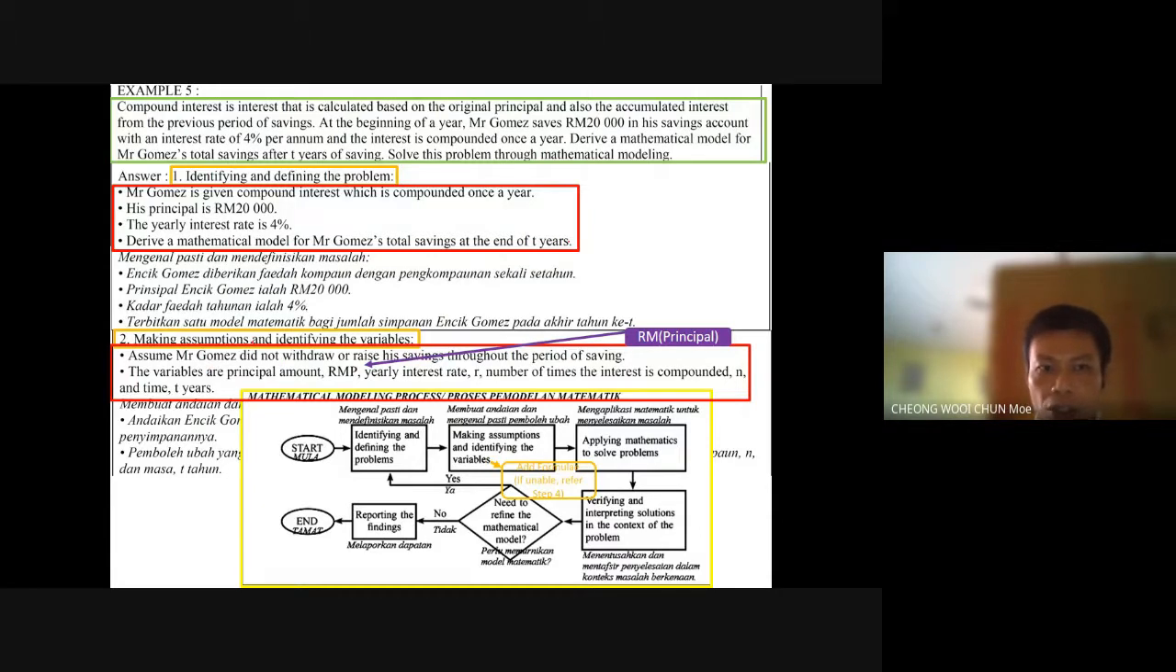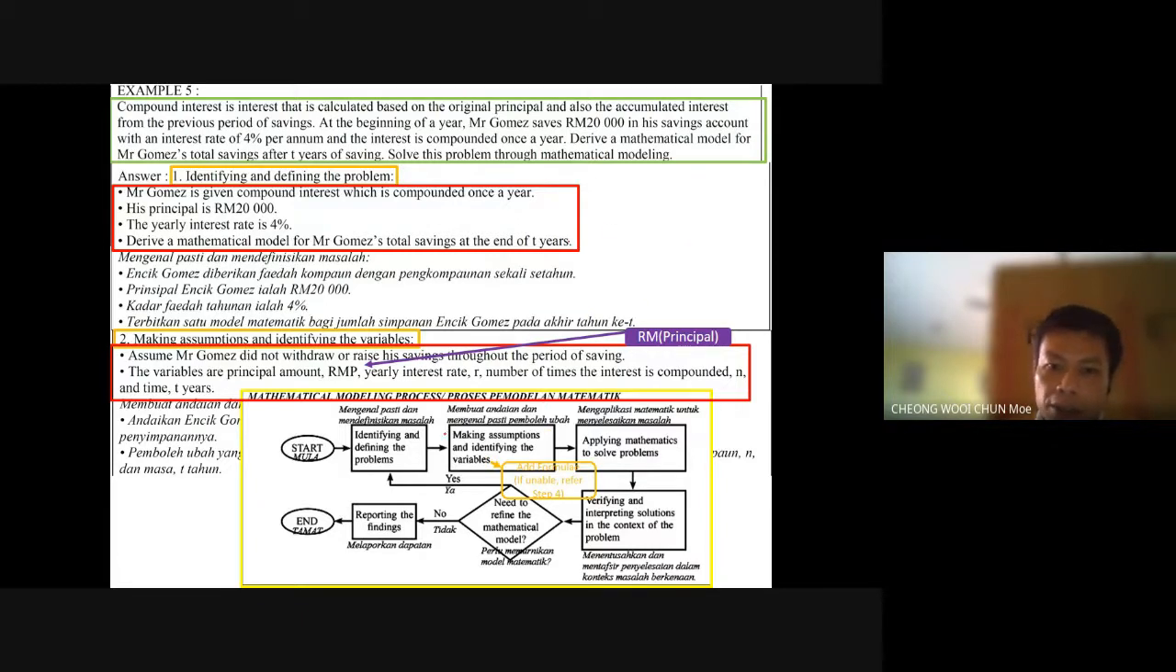If it's compulsory, maybe the simple one will be compulsory: making the assumption, identifying the problem, defining the problem, identifying the variables. That simple one can be a compulsory question. Paper 2, maybe section A, section B. But if they want to ask you to solve a problem using mathematical modeling, that one may be section C. You can choose either to answer this or not.